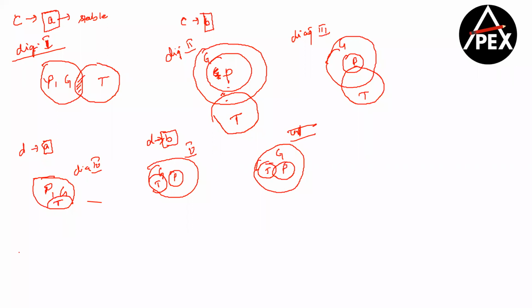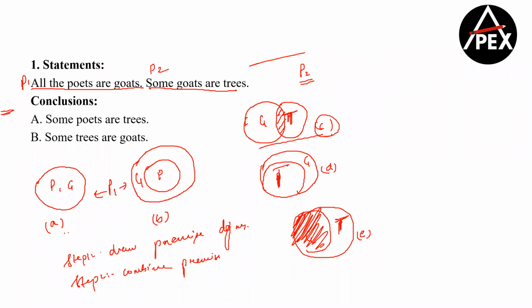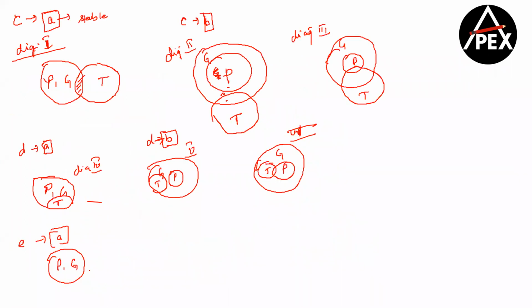We need to take E and combine it with A. So for that, again, what will I draw? I will draw A, P and G. How does E look? E has G inside of T. Correct? That means maybe this entire thing is inside T like this. Correct?